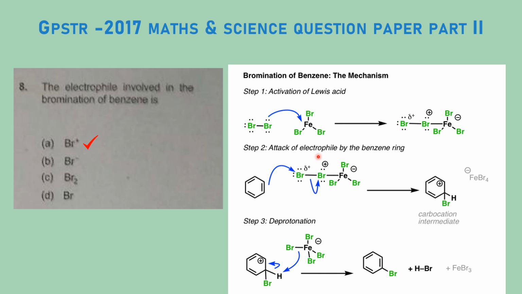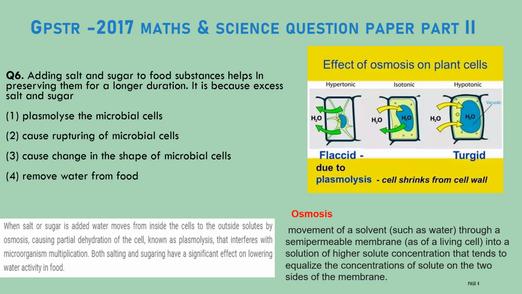This is very important. Remember all the steps. It involves 3 steps: activation of Lewis acid, attack of the electrophile by the benzene ring, and the third step is deprotonation. This mechanism you have to practice, then only you can remember it and write it properly in the exam. Let us discuss the next question.